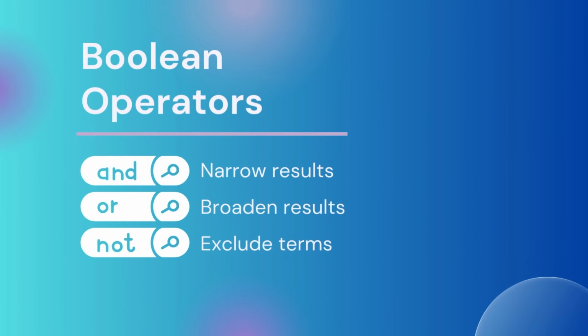Now, let's move on to Boolean operators. These operators, and, or, and not, are simple commands that help you refine your search by including or excluding specific terms. These can be especially useful when you're working on research papers and need precision.